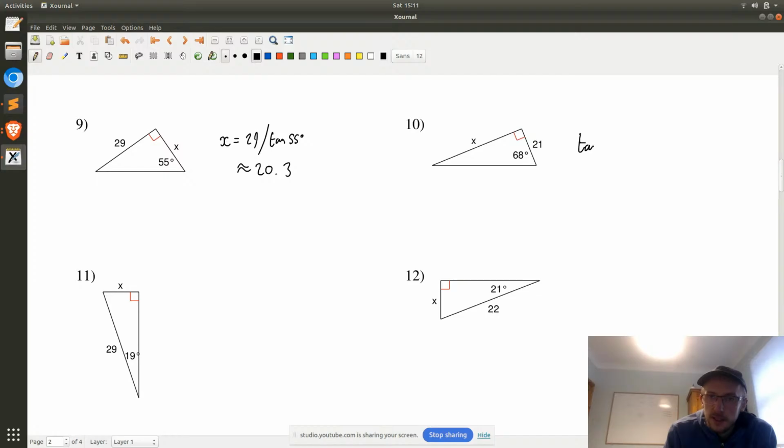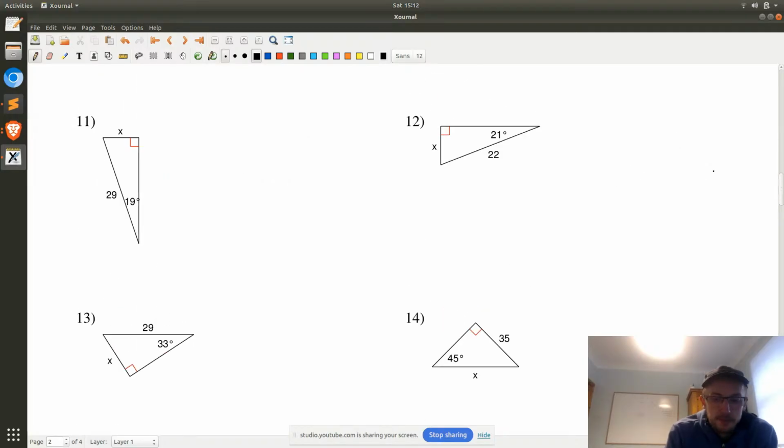Tan of 68 is x over 21. So x is 21 tan 68. About 52. Sounds about right. Looks about right. Based on the 30, 60, 90 right triangle.